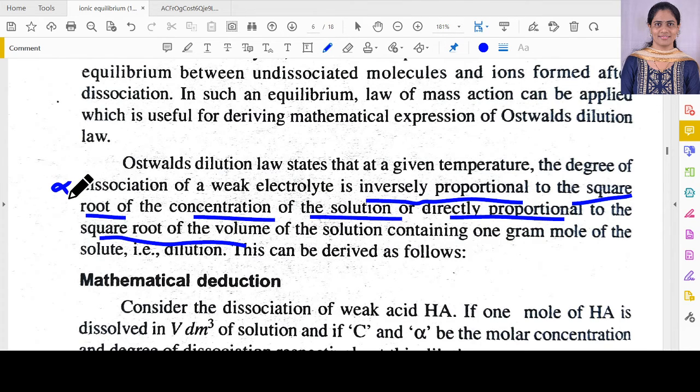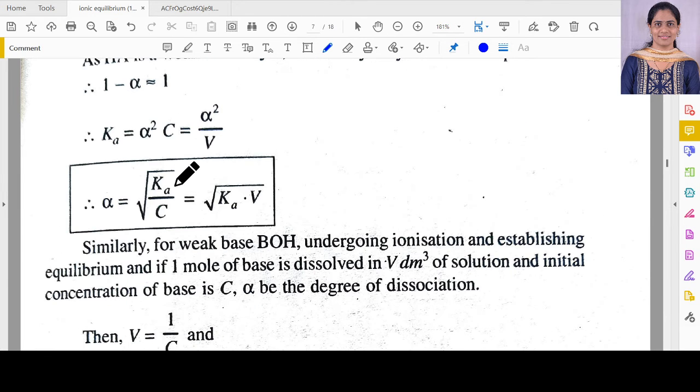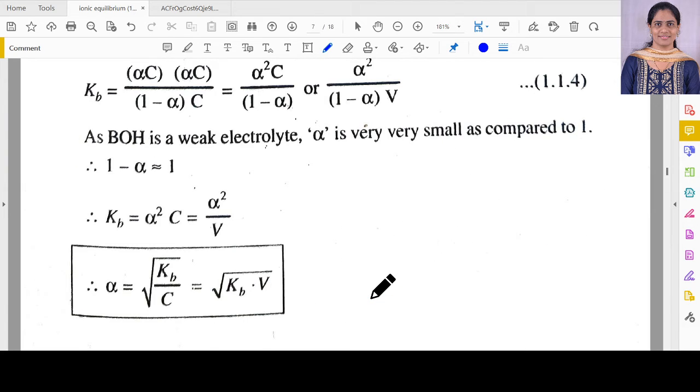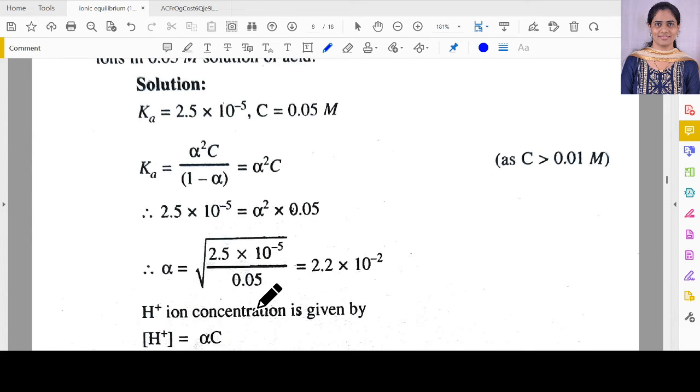So alpha, which is degree of dissociation, is inversely proportional to the square root of concentration or directly proportional to the square root of volume. So this is for weak electrolytes, remember. Therefore for a weak electrolyte you can calculate concentration as alpha into C. The concentration of a species can be calculated by using alpha into C. So if you know this equation, you can simply calculate some concentrations. So just go through some examples also.